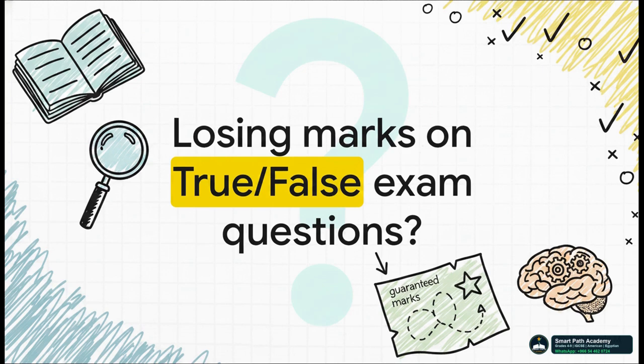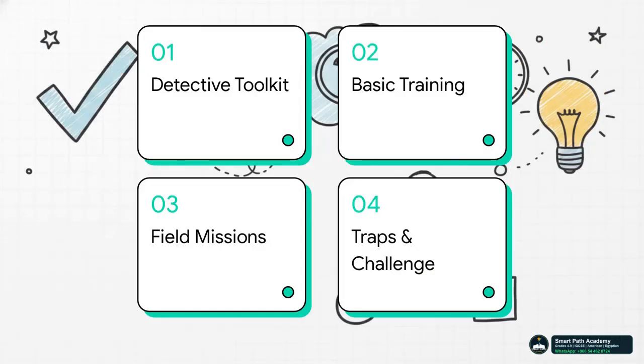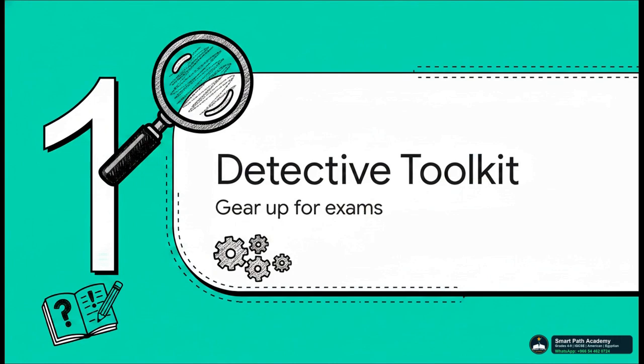Let's do this. So, here is our mission plan for today. First, we'll build your detective toolkit. Second, we're heading into basic training with some step-by-step examples. Third, we'll tackle 4 field missions inspired by real past papers. And finally, we'll uncover some common exam traps and end with a final challenge. All right, let's jump right into part 1, the detective toolkit.